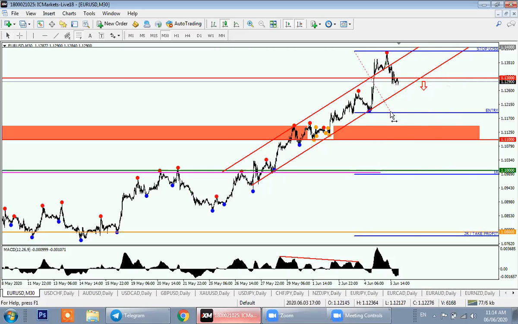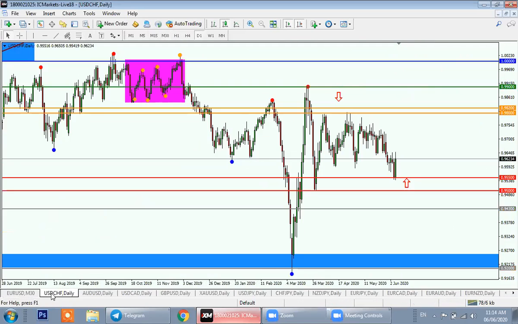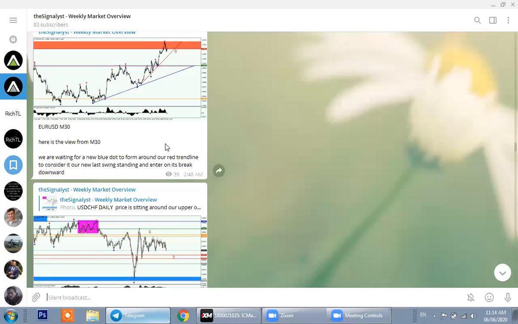would be huge. So it's always better to wait for a new swing, and then let's say we enter around here, and our last red dot would be around here. So it would be a good risk reward trade. That's it for EUR USD. And as usual, the exact opposite for USD CHF.